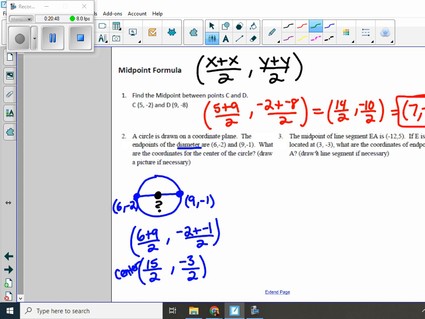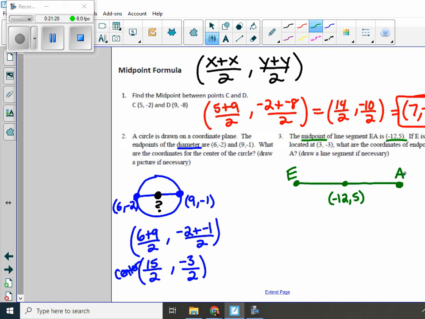Okay, next one, guys. Please focus on this one, because when we took a quiz on this the last time we went over this, this was a very commonly missed question. It says the midpoint is this. They're telling you the one in the middle, negative 12, 5. Okay, what do they call this line segment? Segment EA. So that means E is on one side, A is on the other side.